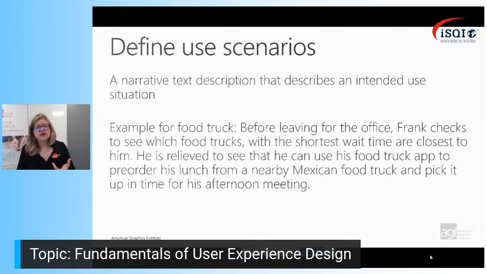So first of all, you got to define those use scenarios. And that's basically a narrative text description that describes an intended use situation. So an example would be, before leaving for the office, Frank checks to see what food trucks with the shortest wait line are closest to him. He's relieved to see that he can use his food truck app to pre-order his lunch from a nearby Mexican food truck and pick it up in time for his afternoon meeting.